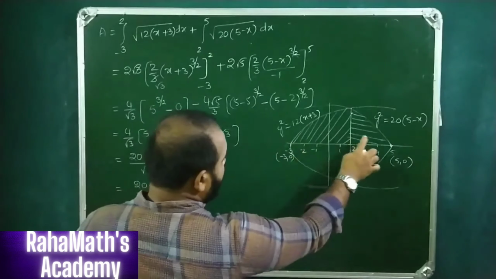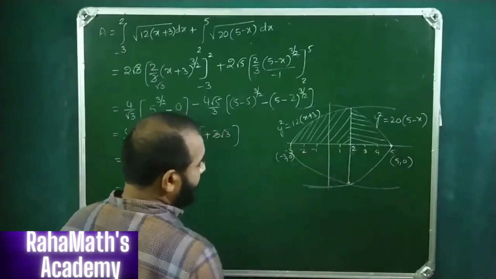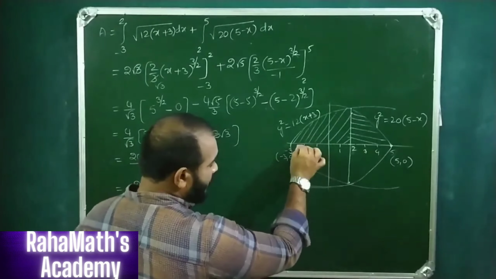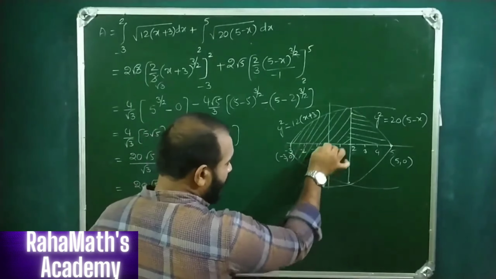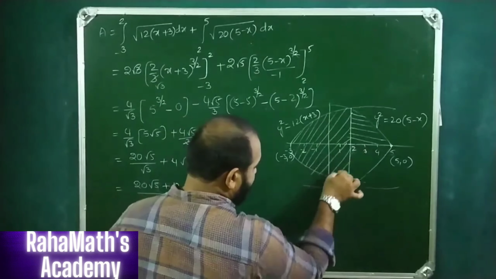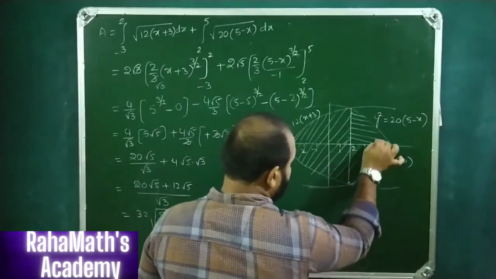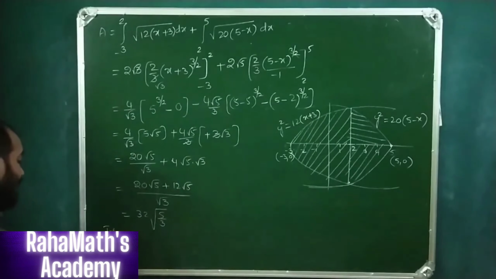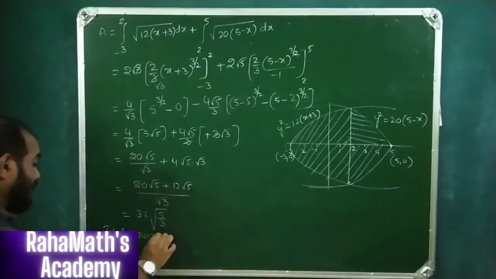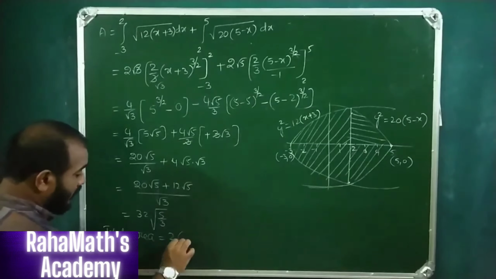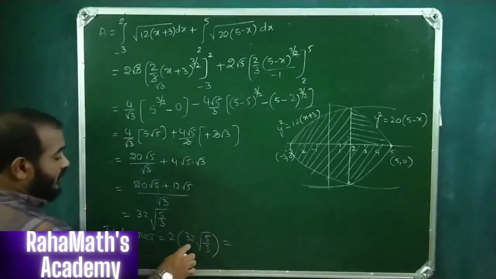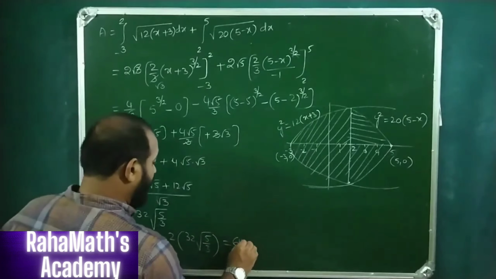Here this area only we are getting. If I multiply with 2, then actually this area also we are going to get. So therefore total area is equal to 2 into 32 root 5 by 3, that is equal to 64 root 5 by 3 square units.